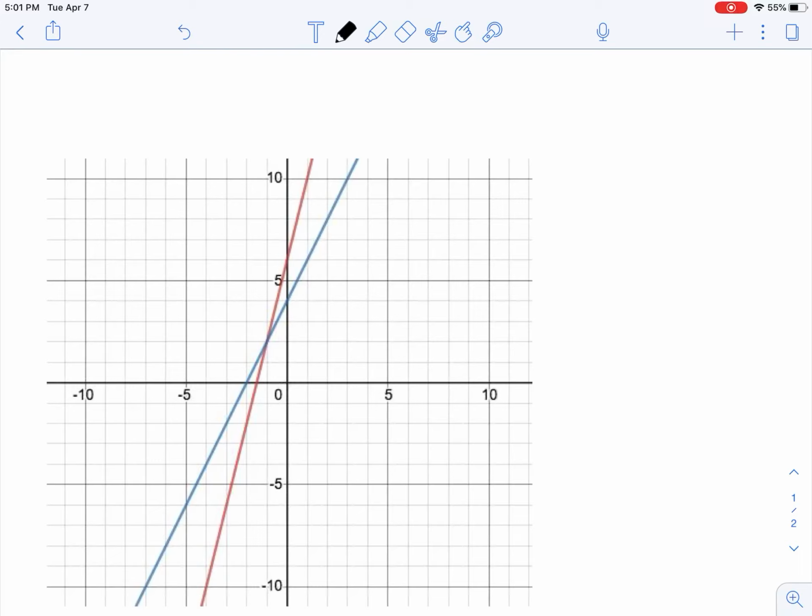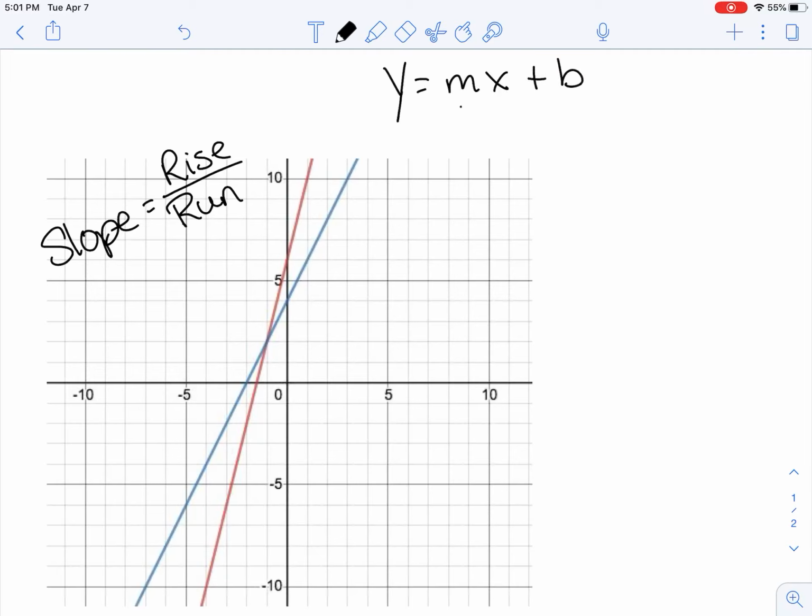So remember a couple of things. Slope is rise over run. Our base equation is y equals mx plus b. M is slope. B is our y-intercept.